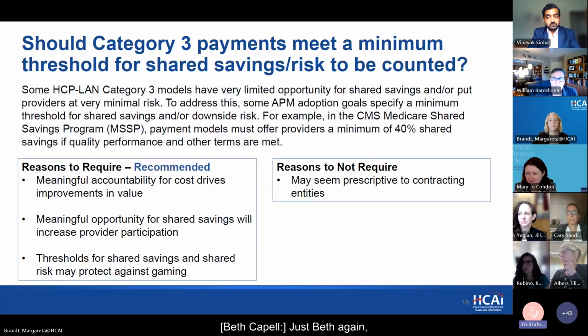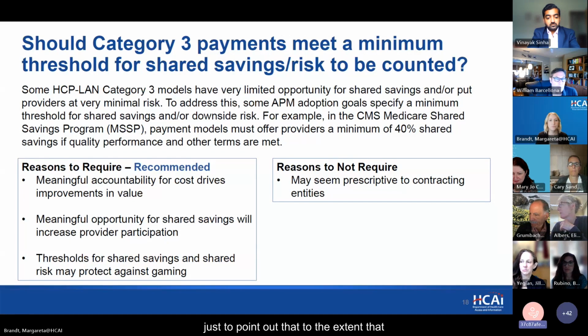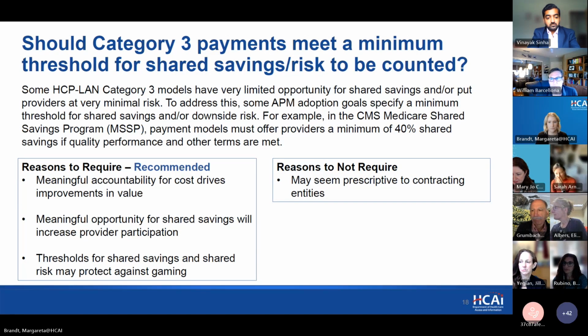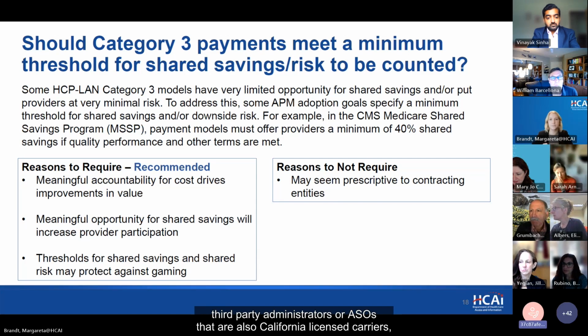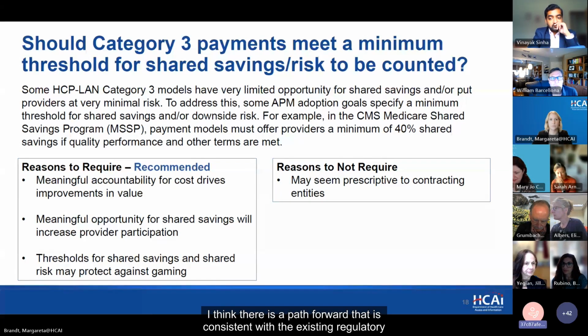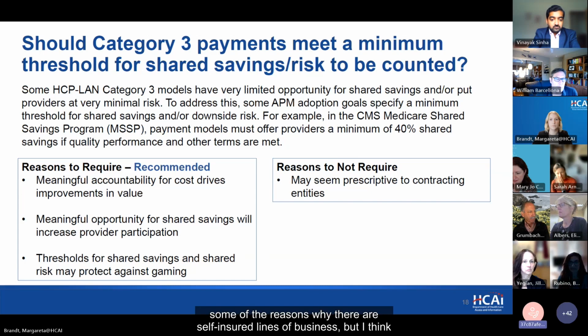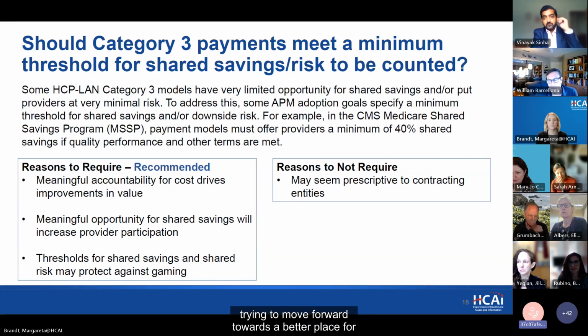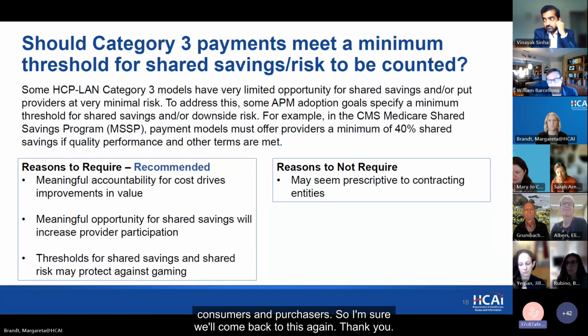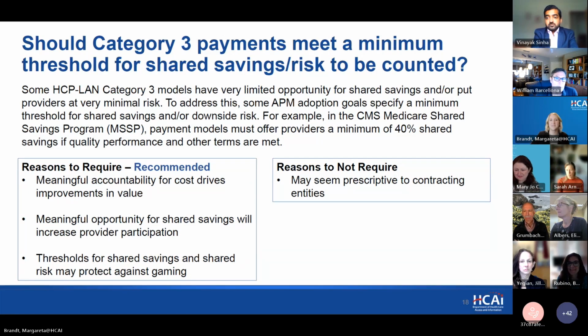Yeah, this is Beth again. Just to point out that to the extent that self-insured groups use third-party administrators or ASOs that are also California licensed carriers, I think there is a path forward that is consistent with the existing regulatory structure to move towards 3B and 4. And I do say that knowing some of the barriers, some of the reasons why there are self-insured lines of business. But I think we're balancing consumer protections in a number of different ways, trying to move forward towards a better place for consumers and purchasers. So I'm sure we'll come back to this again. Thank you. Thanks, Beth. Go ahead, Mary Jo.